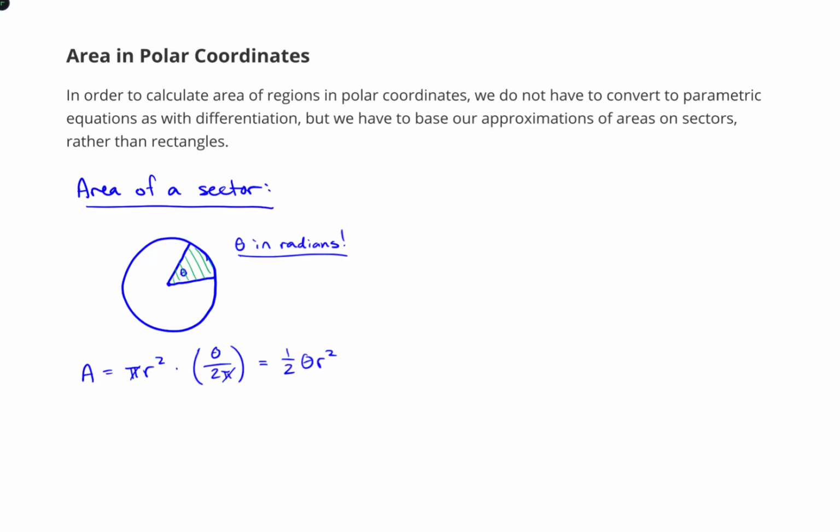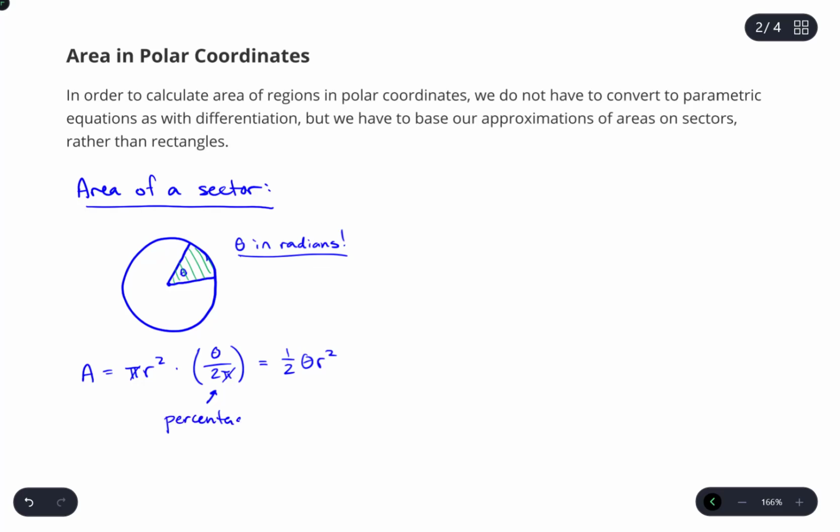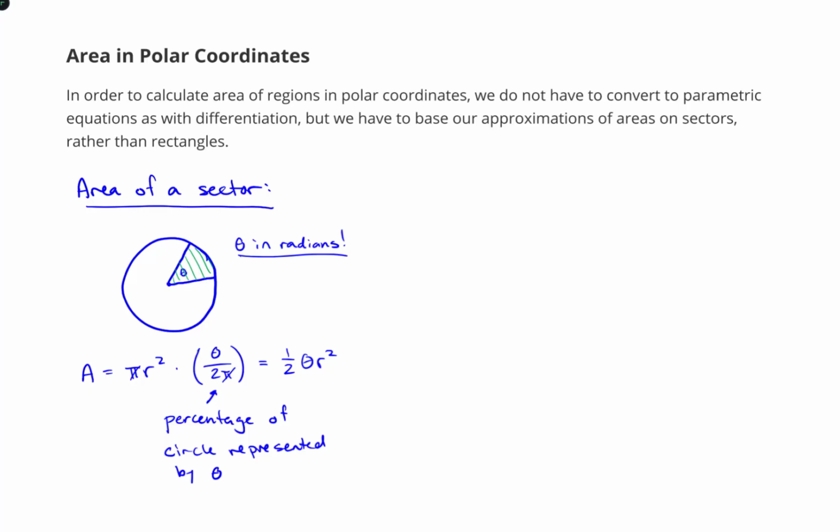The important thing is this is just a percentage of the circle represented by theta. And in order to do that percentage, we're dividing by 2 pi radians. So everything has to be measured in terms of radians. Okay, and we're going to use that for the basis of our approximation.